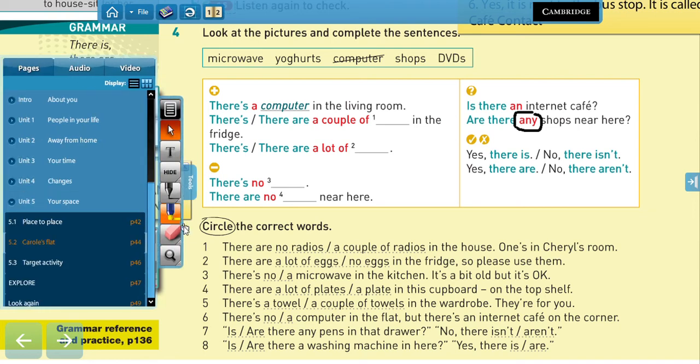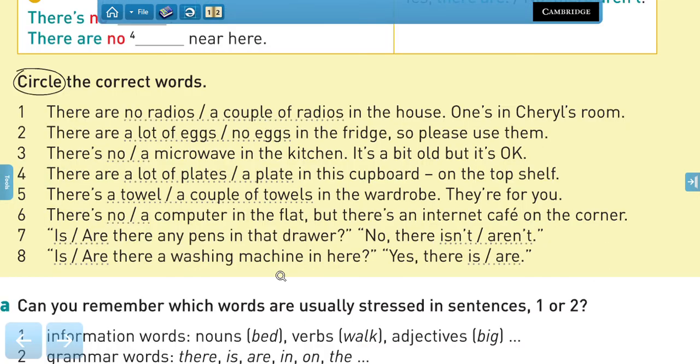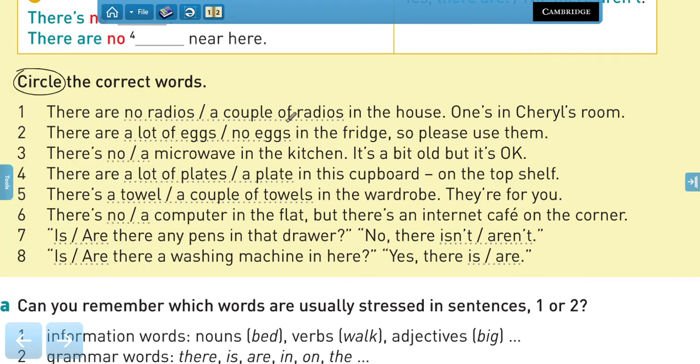Now we're going to see more exercises in a moment. So first, let's do number 5. It says circle the correct word. So we have underlined 2 options and you have to choose which one is the correct. So pause the video and do the exercise now because I'm going to be giving you the answers. So are you ready? Let's see.